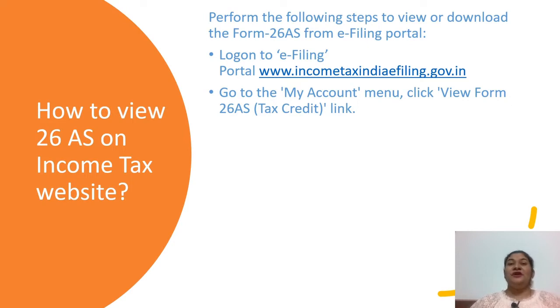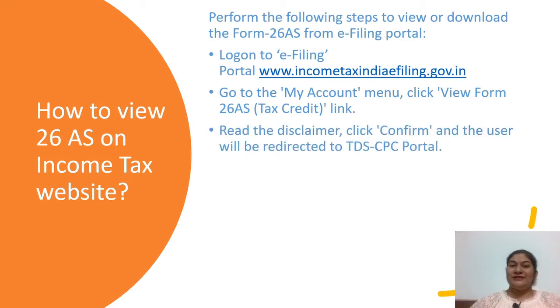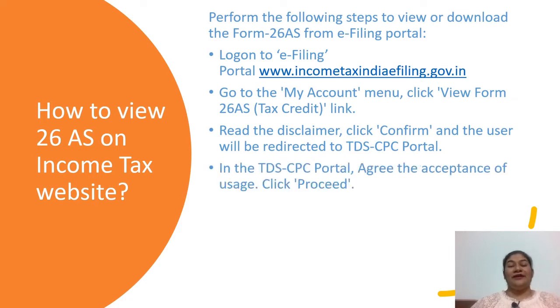That is the first one in the list under My Account. Then you click View Form 26AS. You will get a disclaimer window. There you just click confirm and you will be redirected to a different website, a page called the TDS-CPC portal. You will be redirected to this portal where you will get the information.